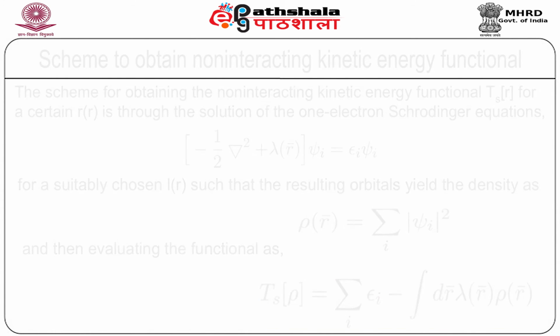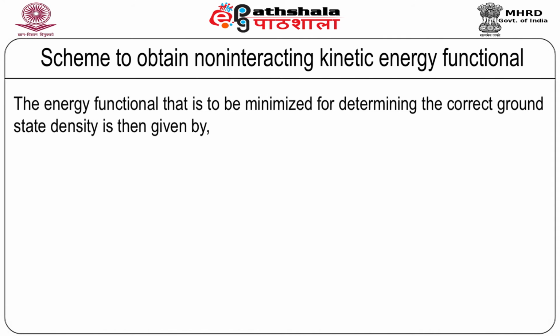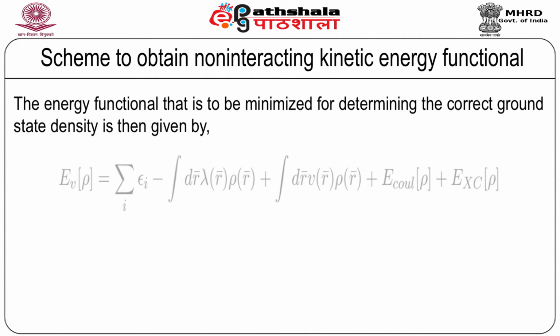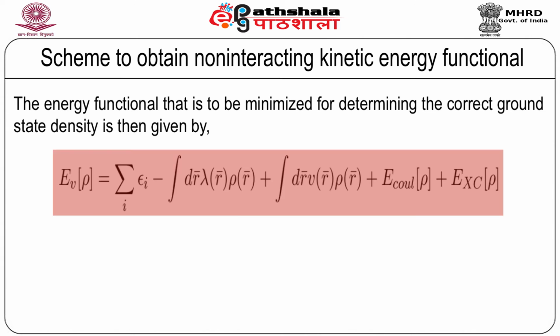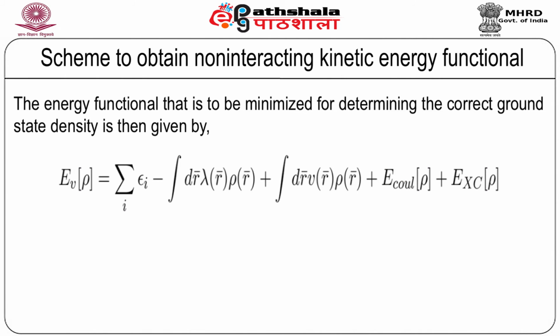The energy functional that is to be minimized for determining the correct ground state density is then given by this energy functional, which has the contribution from the kinetic energy functional, and the other term is EV rho equal to summation over I epsilon I minus integral dr lambda times rho plus integral dr Vr rho r plus E Coulomb plus E exchange correlation.